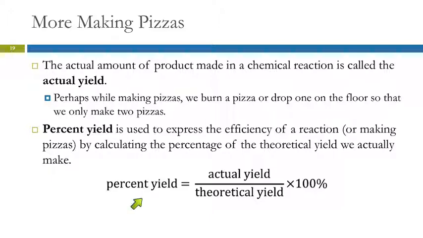So the percent yield follows that same pattern of part over whole times 100. Here the part is the amount we actually make, divided by the whole thing, how much in theory we could have made, times 100 to make it a percentage.